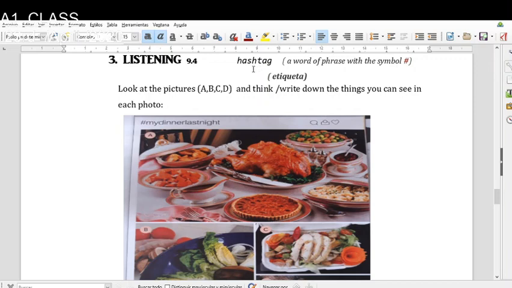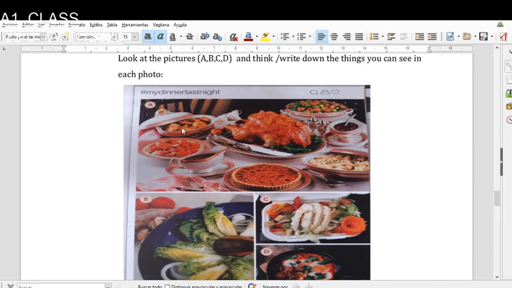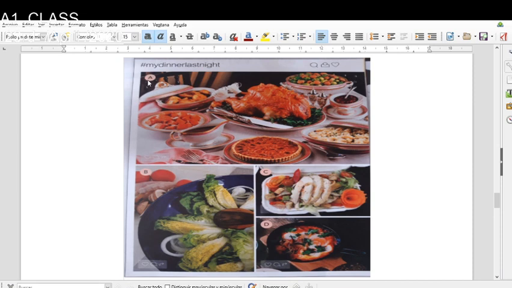Very important. Then, pay attention. Here it says, look at the pictures A, B, C, or D and think or write down the things you can see in each photo. Then you have A, B, C, and D, different kinds of food, different meals. I would like you to take your time, please, everybody, and write down what you can see in each picture. Very important.